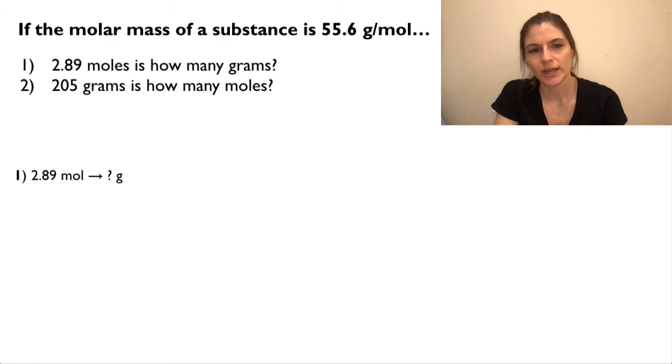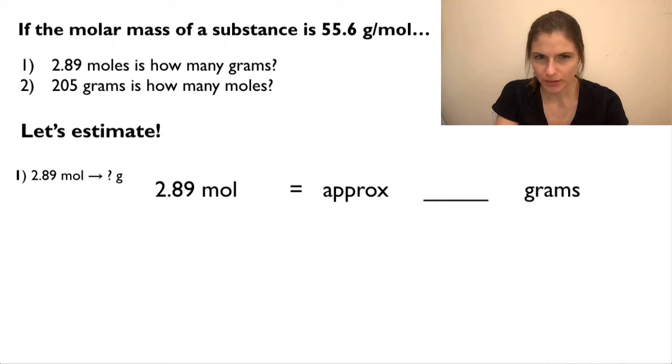So if we have 2.89 moles, how many grams would that be if this substance has a molar mass of 55.6 grams per mole? So I'm thinking about 2.89 moles, and I want to convert that to grams. I'm going to approximate that to be about 3 moles. 2.89 is pretty close to 3. If I'm just estimating, 3 is a much easier number to work with than 2.9 for mental math.